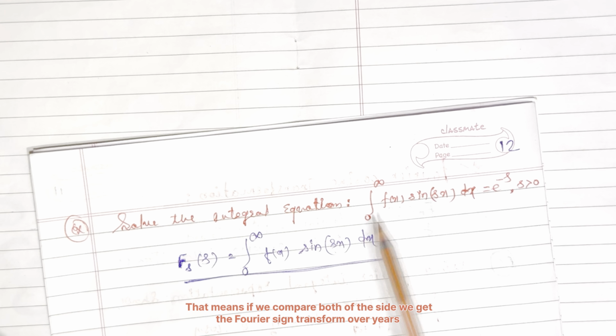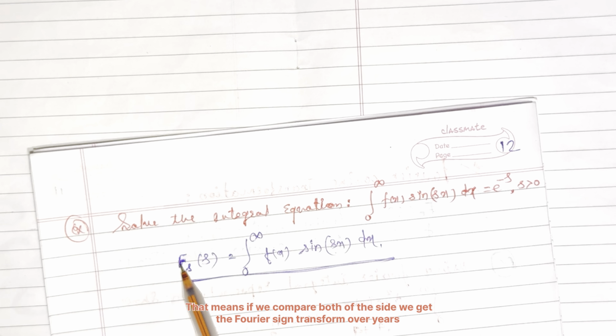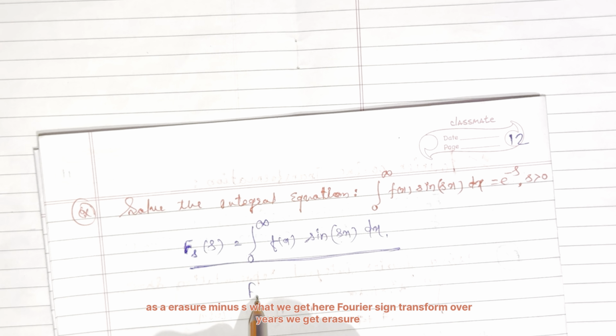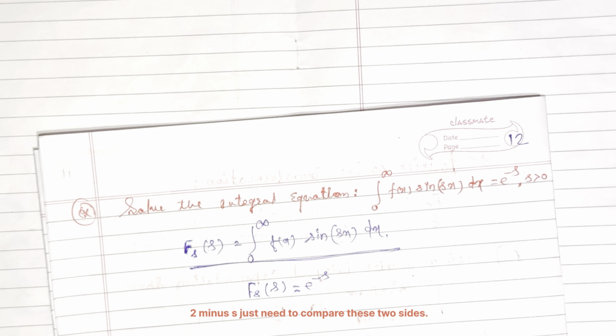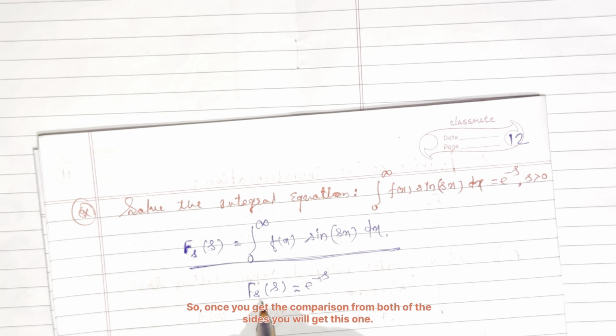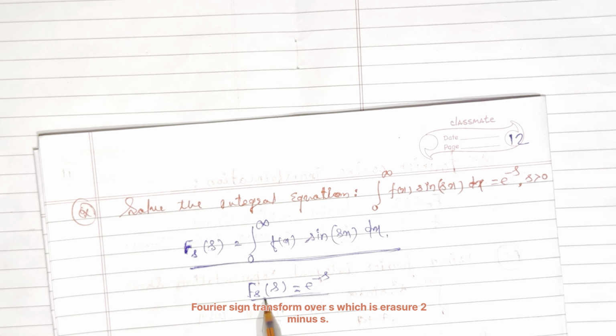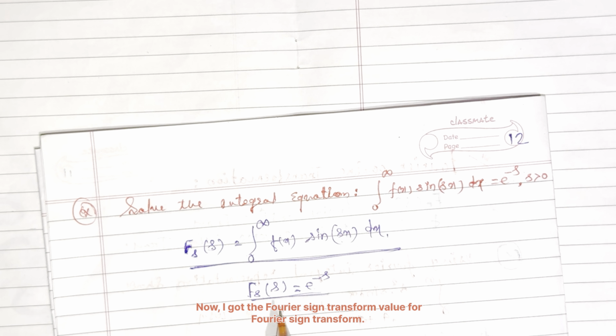That means if we compare both sides, we get the Fourier sine transform over s as e raised to minus s. We just need to compare these two sides. Once you get the comparison, you will get this: the Fourier sine transform over s is e raised to minus s. Now I have the value of the Fourier sine transform.